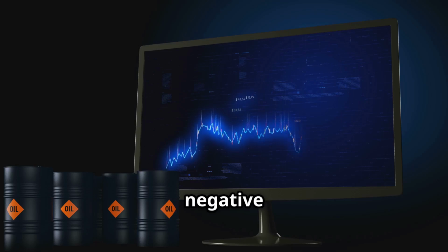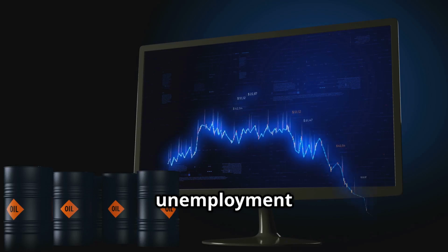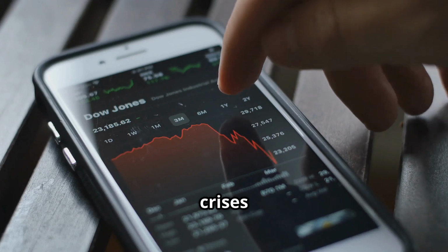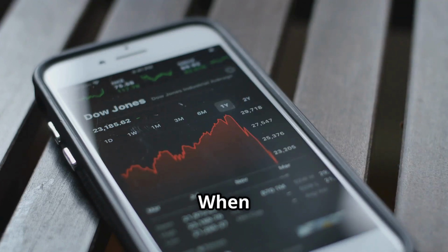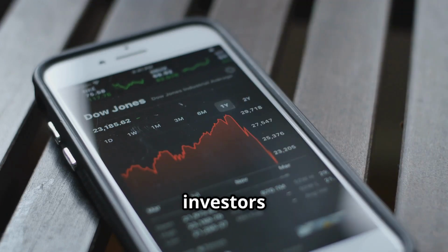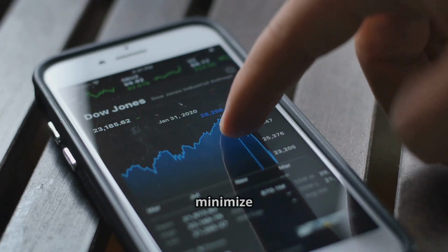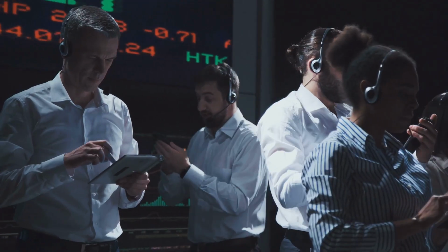Whereas in bear markets, negative economic news such as rising unemployment, economic contractions, or global crises can trigger a bear market. When bad news dominates headlines, investors often rush to sell to avoid or minimize losses.